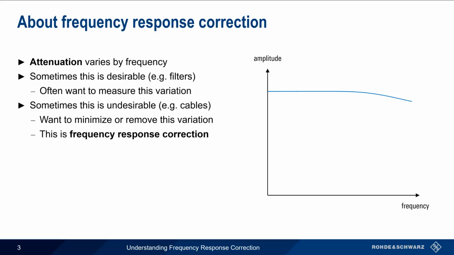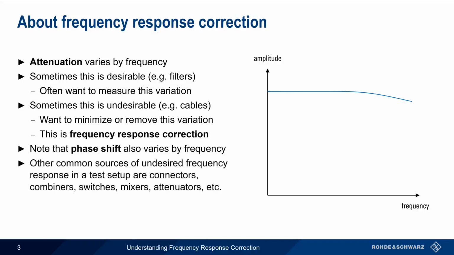And although we're often most interested in attenuation, note that the amount of phase shift experienced by a signal will also vary by frequency and can also adversely impact our measurement results. Cables are, by far, the most common component involved in frequency response correction, but there are many other sources of undesired frequency response, such as connectors, combiners, switches, mixers, attenuators, etc.